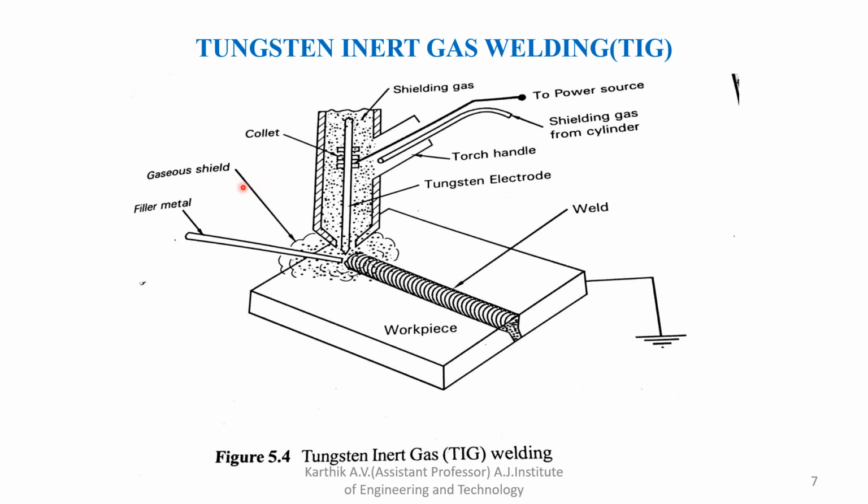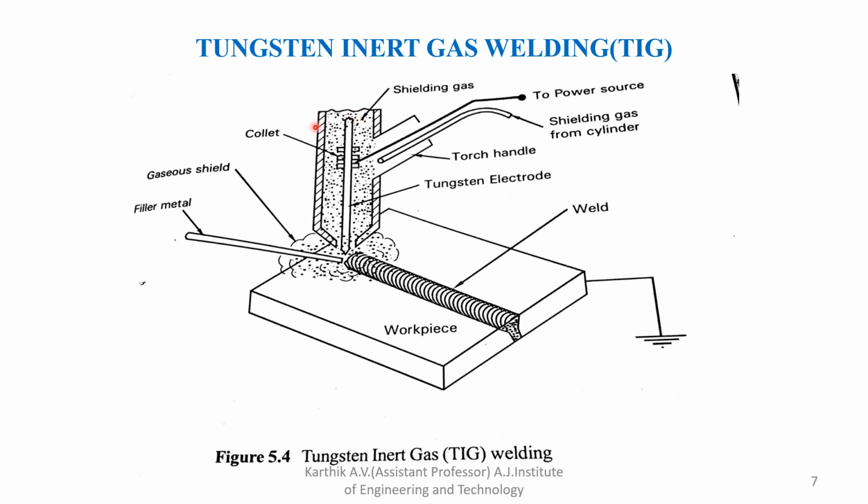So what is the function? The electrode produces heat. Because of that, the filler material melts and is deposited in between the workpieces and allowed to solidify. You will get the permanent joining process. Then this gas acts as a flux and it prevents oxidation. This is the working principle of tungsten inert gas welding.